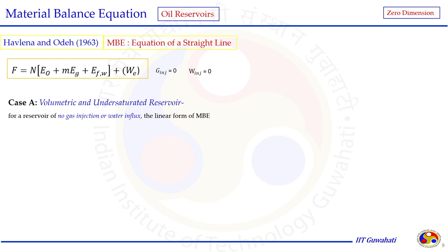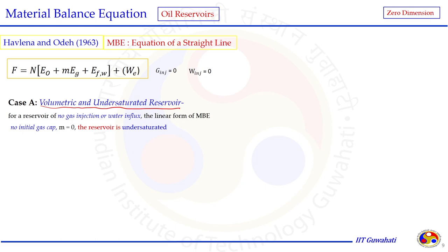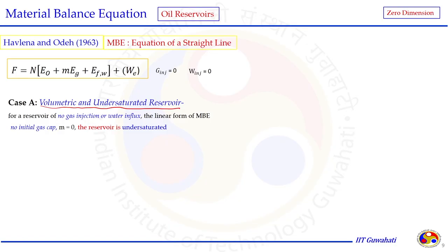There could be a case when the reservoir is volumetric and undersaturated. It means we are considering the reservoir to be volumetric, meaning no water is getting produced, no water is getting encroached. Undersaturated reservoir means no gas is getting produced. So the value of M can also be dropped out because the initial gas cap is not present in the reservoir conditions. The reservoir pressure is above the bubble point pressure and the reservoir is undersaturated. So this simple expression can further be simplified by dropping this term, by dropping this WE. WE means no water encroachment because of the volumetric nature of the reservoir.